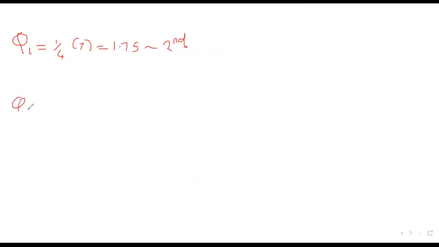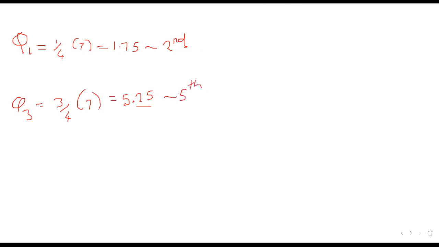And Q3 is 3/4 of n plus 1. So 3/4 of 7. What do we get? When you get 3/4 of 7, so this is 5.25. So since this is less than 5, the nearest is a fifth number.